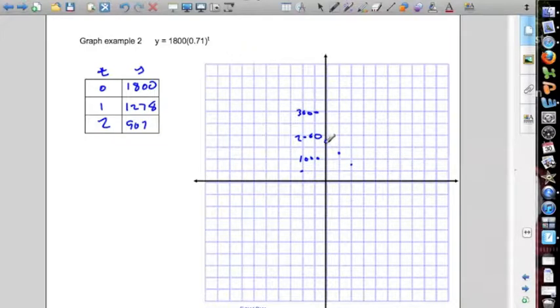And so you can get a little better idea of how it's working its way down, working its way down, working its way down. It's never going to quite get to the x-axis. It's going to keep working its way down, but never quite get there.